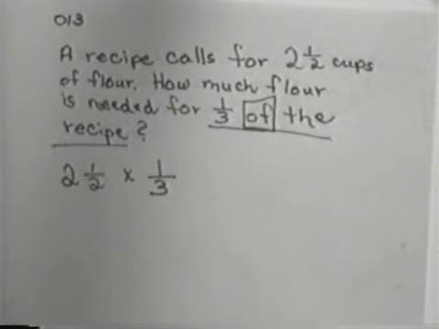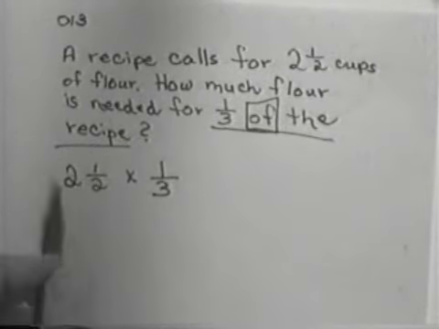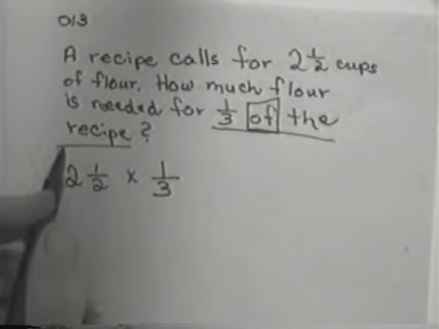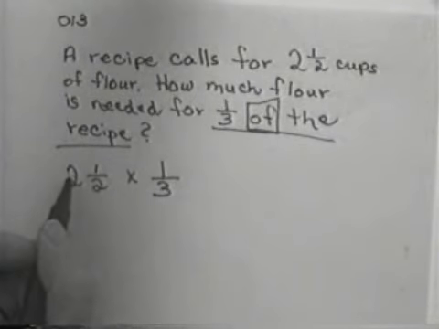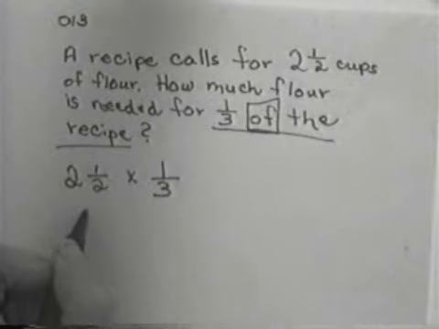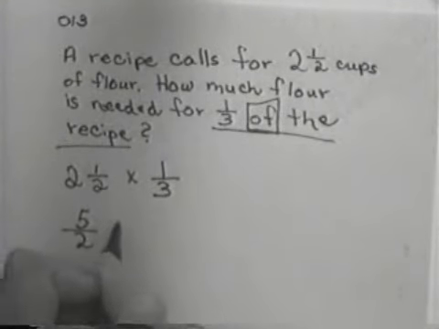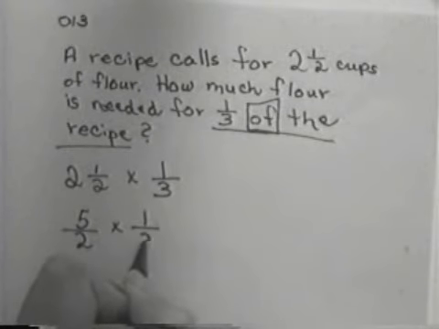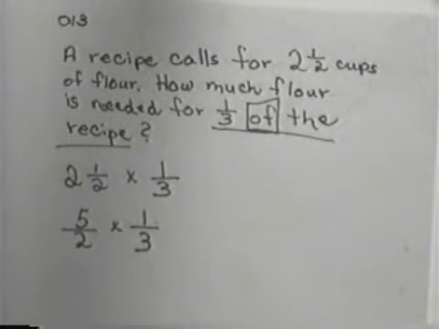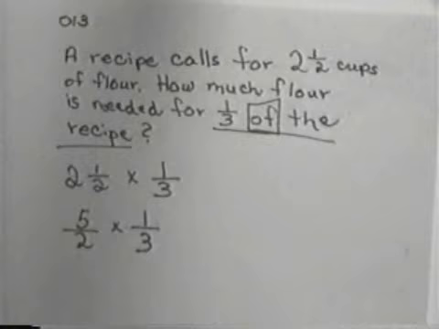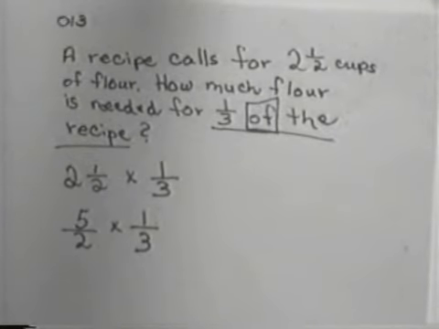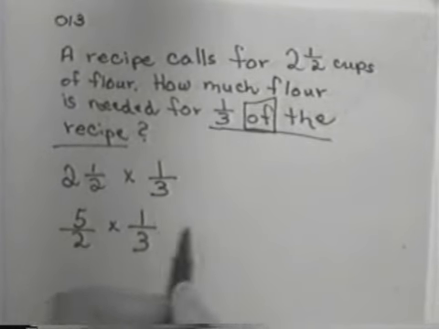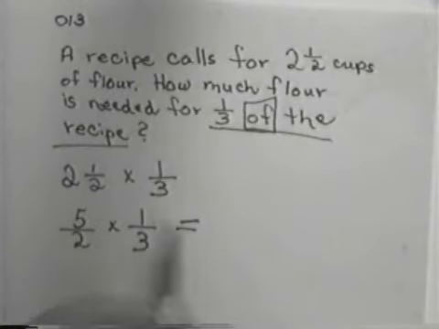Now, in order to be able to multiply, we have to make mixed numbers into improper fractions. 2 times 2 is 4, plus 1 would give us 5/2 times our 1/3. So if we look at that, to see if we can do any reducing, you'll see that there's nothing that we can reduce, so we just go ahead and follow our multiplying rules.